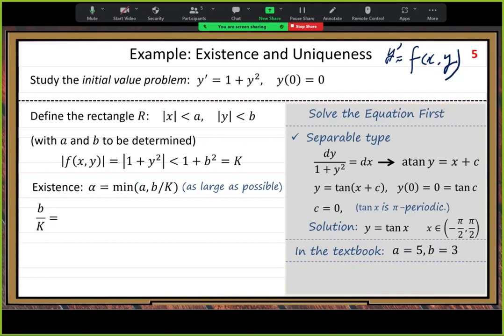Let's look at this b over k expression. k equals 1 plus b squared, so b over k equals b over 1 plus b squared. You just choose any positive number b and you get this fraction. After we choose some appropriate b, we can make this fraction have the largest value. We can change b. If you go higher, it becomes smaller. If you go lower, it becomes smaller. Only at that particular point is it the largest. Can you see that?